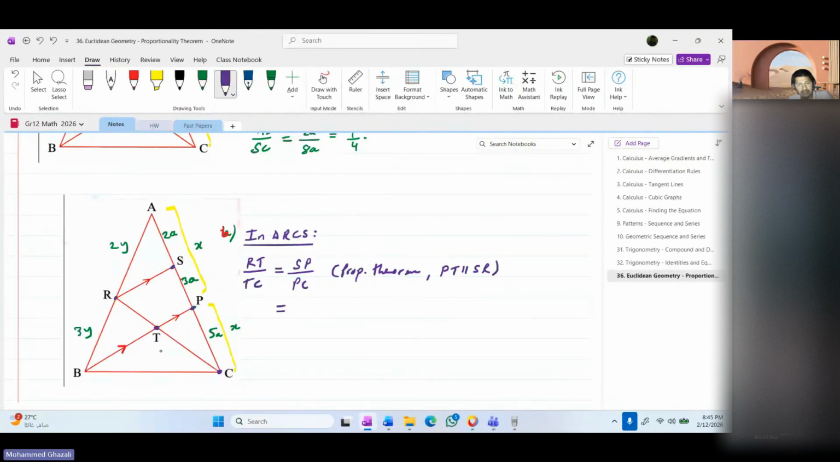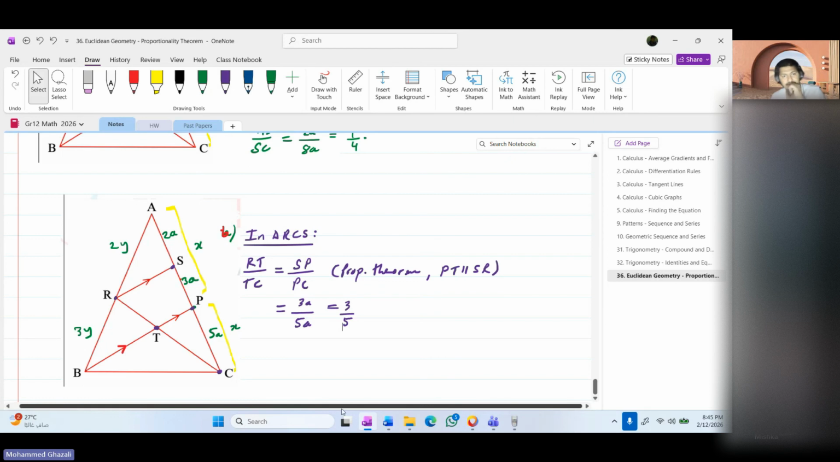What is SP? SP is 3A. Come on, guys. SP is 3A and PC is 5A. So what's RT to TC? 3 out of 5. Great. Now let's move on to the next part.